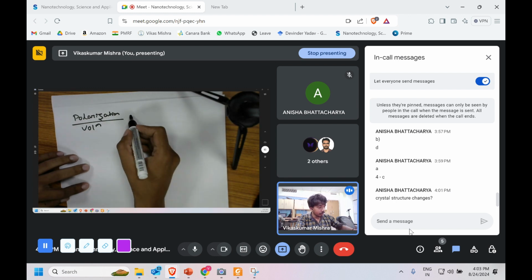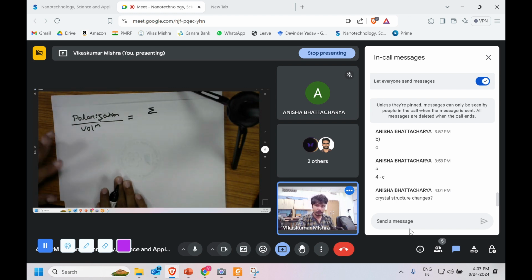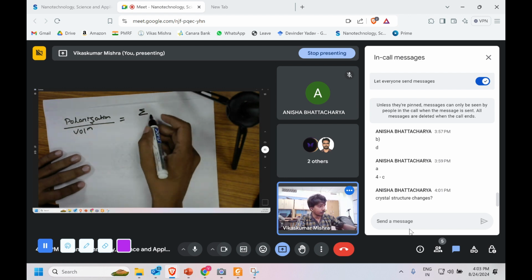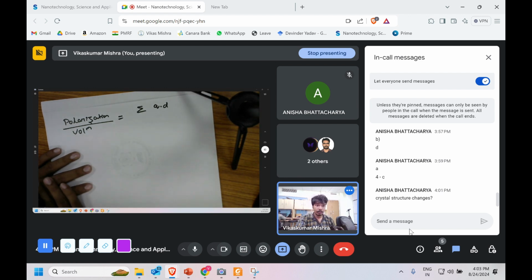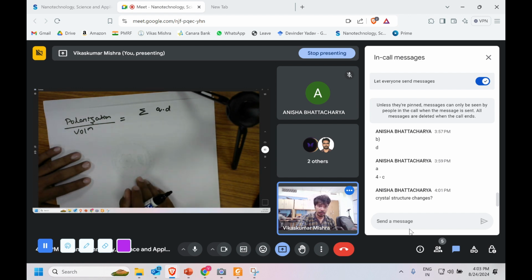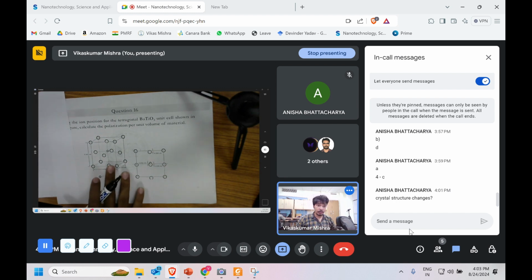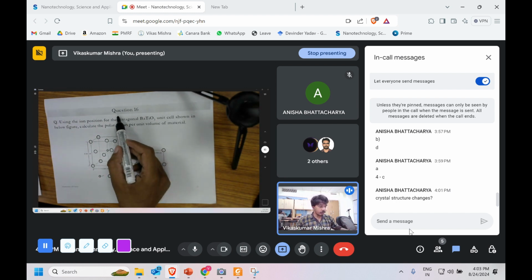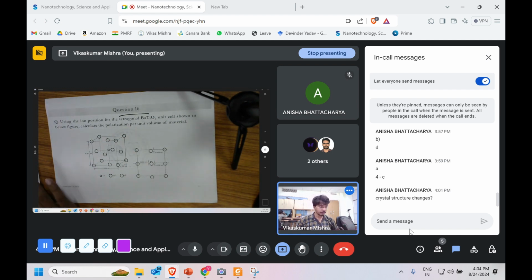What is the polarization? We know that it's a summation of the dipole moments. The dipole moment is a charge multiplied by the distance separating them, so Q times D. This is something which we are aware of. Now let's see what this question is about. They are telling that it's a tetragonal BaTiO3. Obviously we know if it is showing ferroelectric behavior, it should be tetragonal only.